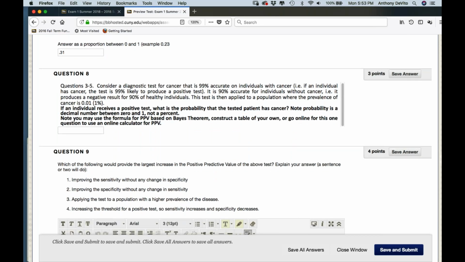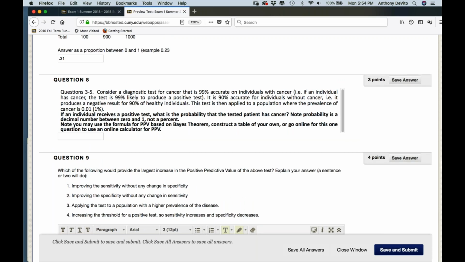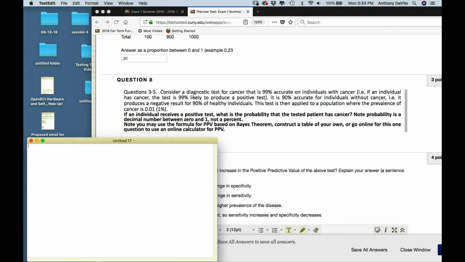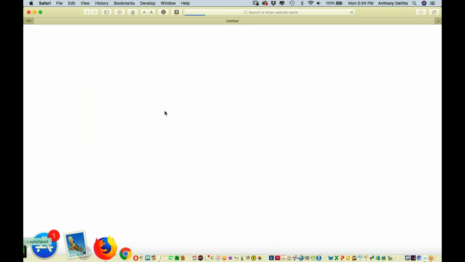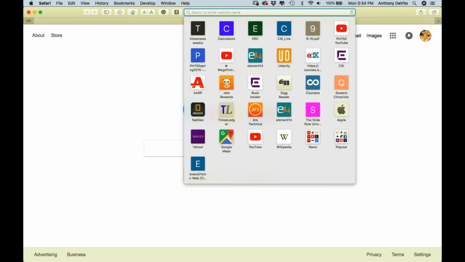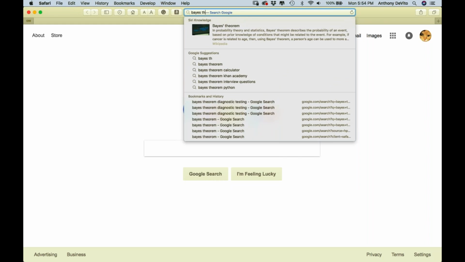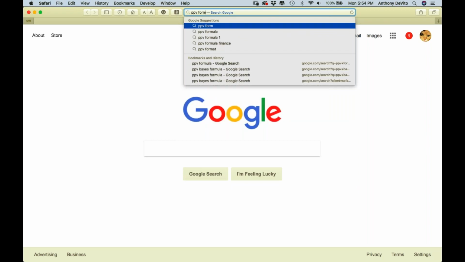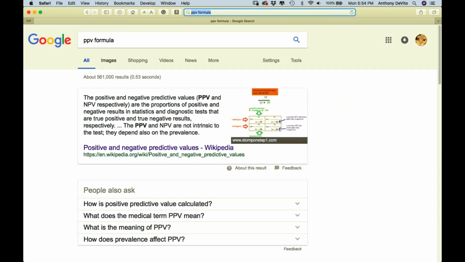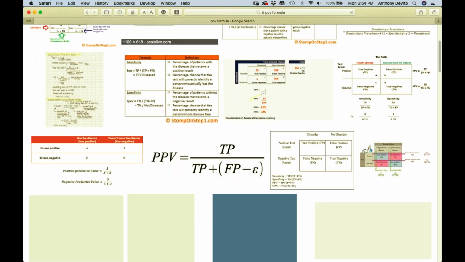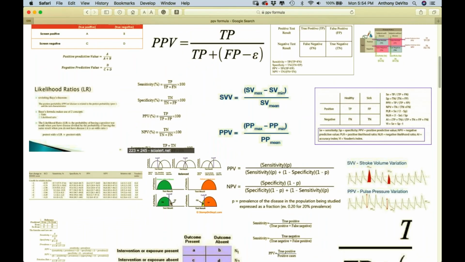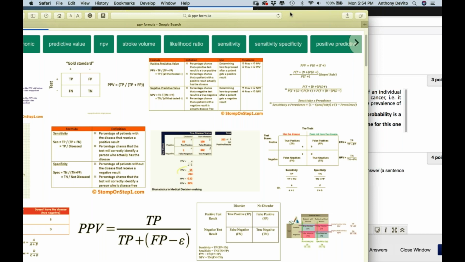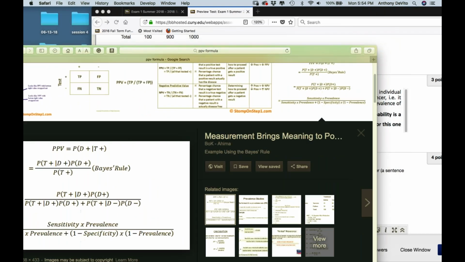Now there's a few ways that we could solve this. One way we could solve this is we could apply a formula that we know. I don't have it handy, so I'm going to look it up. Let's see, positive predictive value formula. See if I can find it quickly. Maybe I need to expand that to include conditional probability. Here it is. There's a version of it right there.